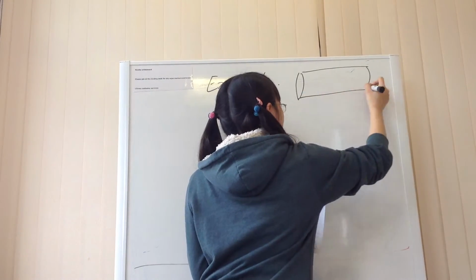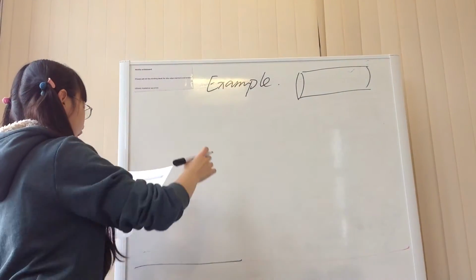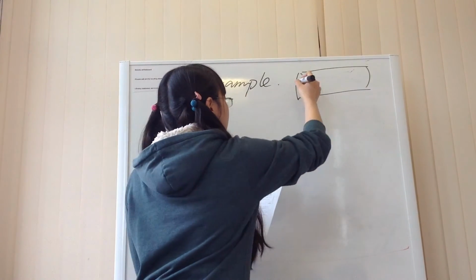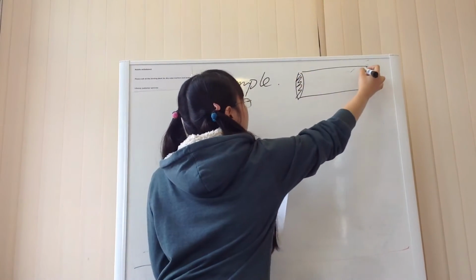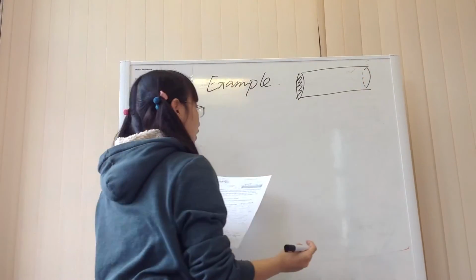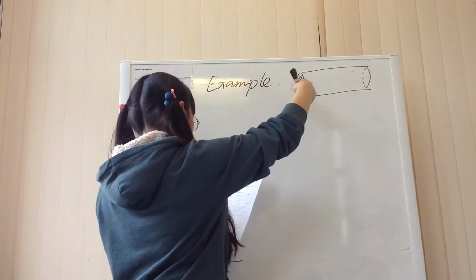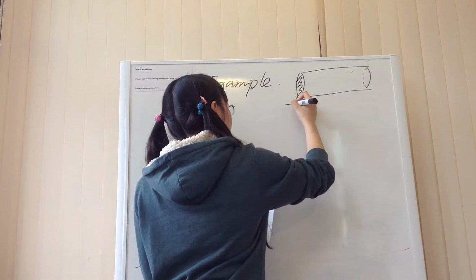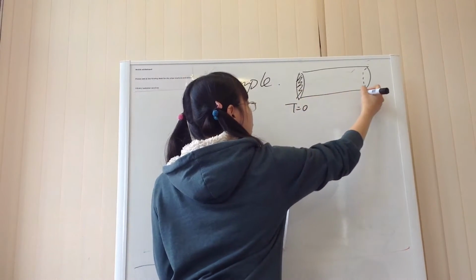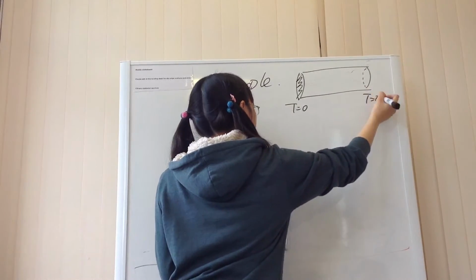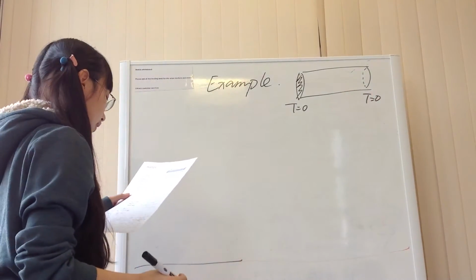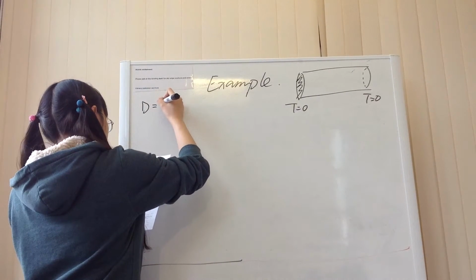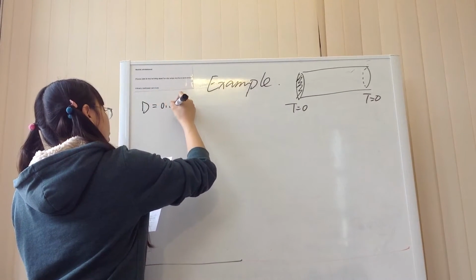So this is the heat conduction in a cylindrical rod, and these are what's called phases at t equals 0. So what he said here is this is a cylindrical rod with a diameter of 0.05 meter.